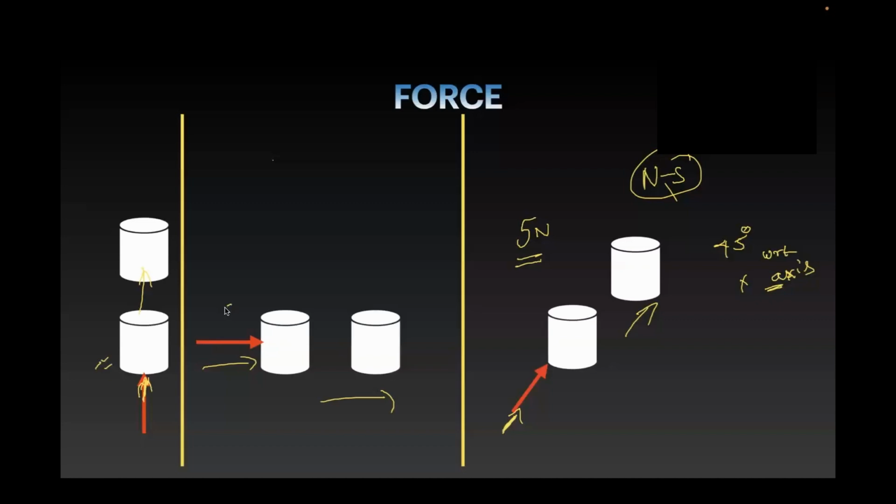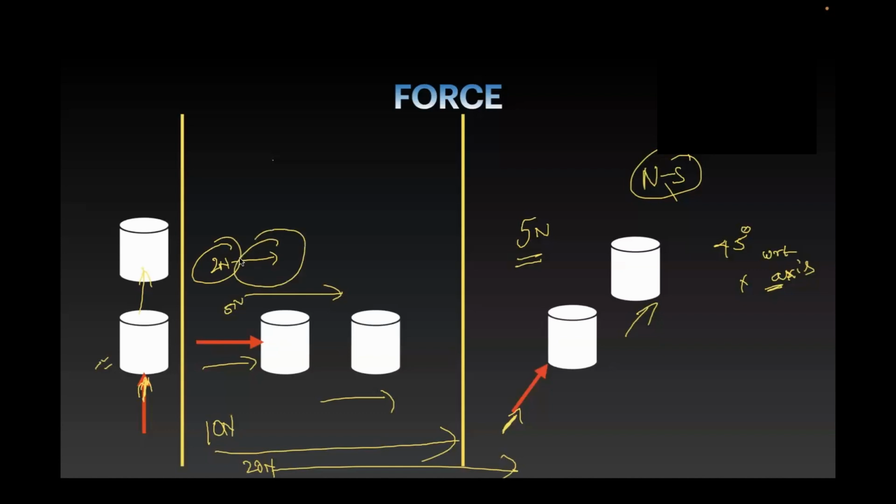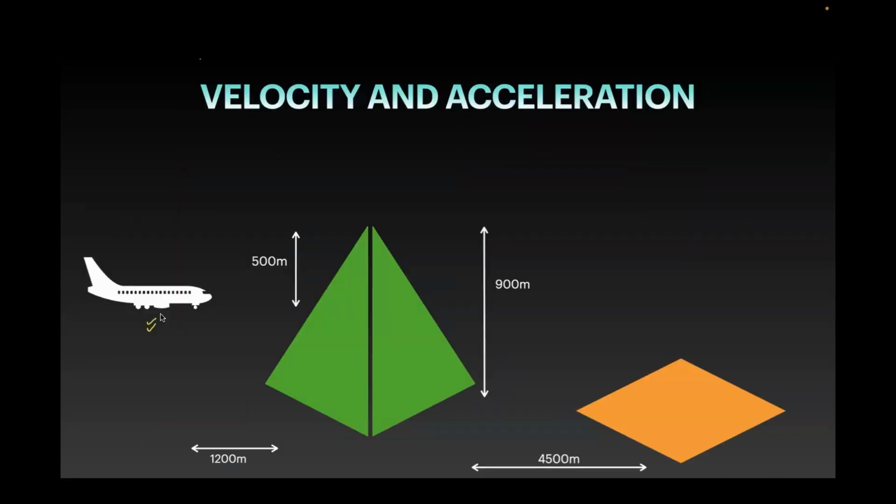Why does it depend upon magnitude? Let us say you apply 5 Newton force, it will move in this direction. If you apply 10 Newton force, it will move even further. If you apply 20 Newton force, it will move even further. If you apply 2 Newton force, it will move less forward. So it depends upon both magnitude and direction. Clear?